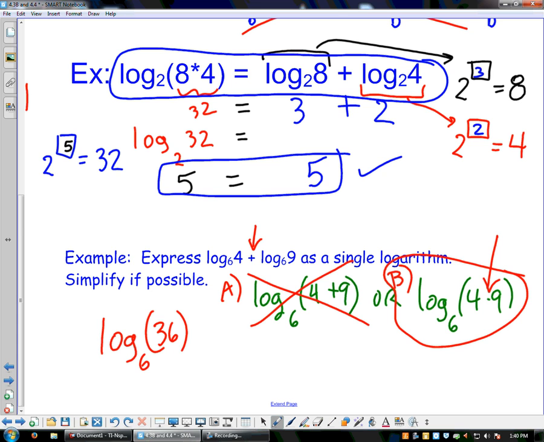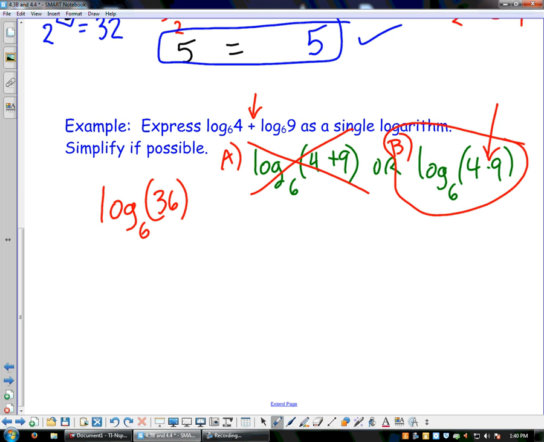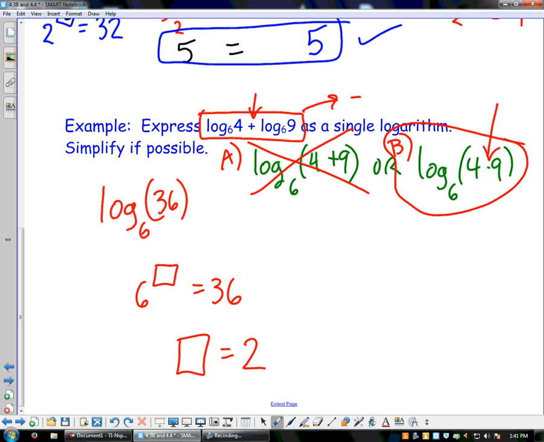All right. And can we simplify that answer? Well, this is saying 6 raised to what power is equal to 36? Well, I hope that you're telling me that what's in the box should be 2, because 6 squared is equal to 36. So our answer to this right here is really a fancy way of writing 2.